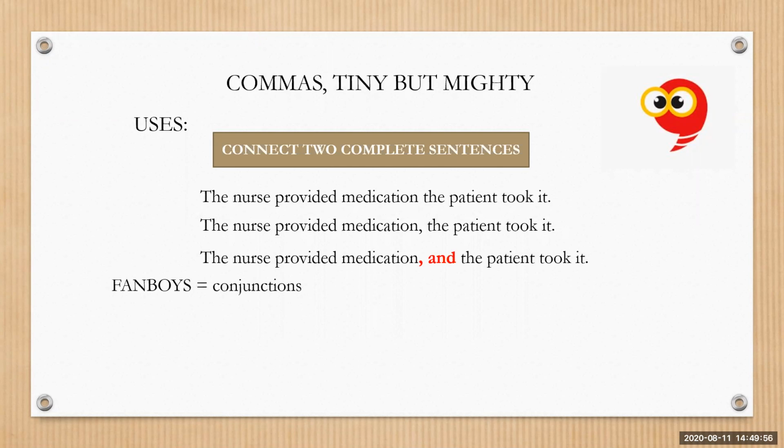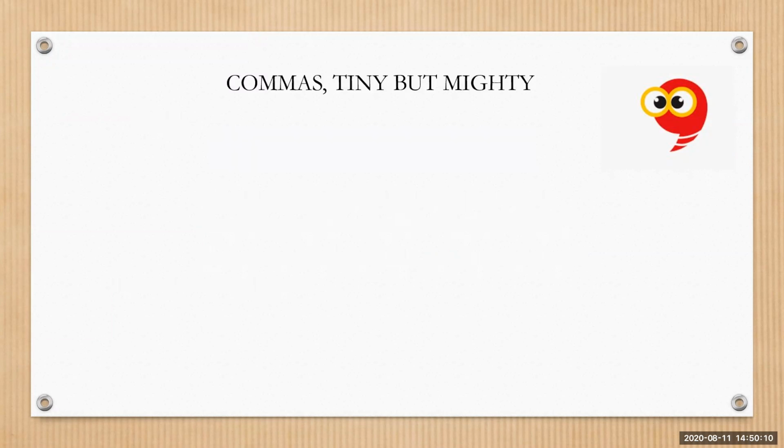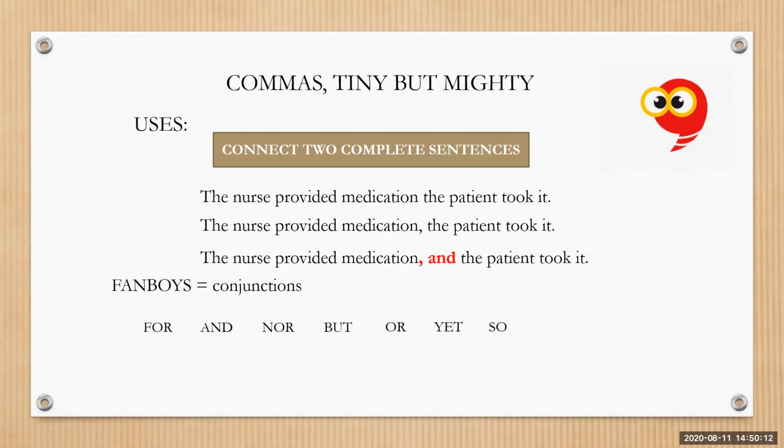Perhaps, I don't know, maybe in high school or junior high, you learned about the FANBOYS. So there are other words except for the word "and" that you can use to connect. Some of them would be for, and, nor, but, or, yet, so. So you could say, "The nurse provided medication, comma, but the patient refused to take it."